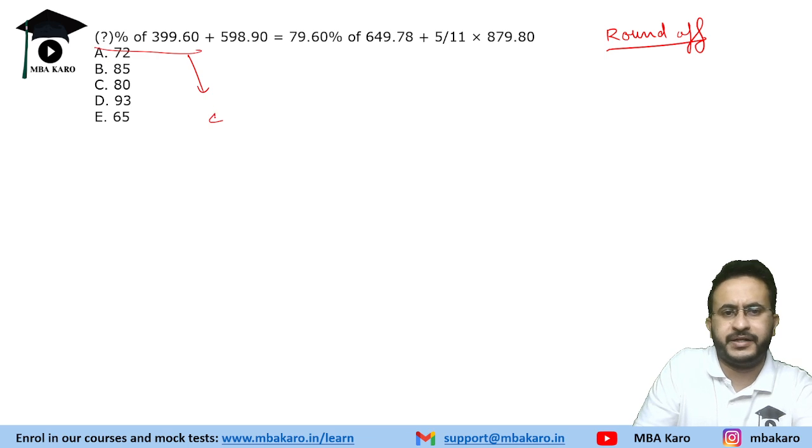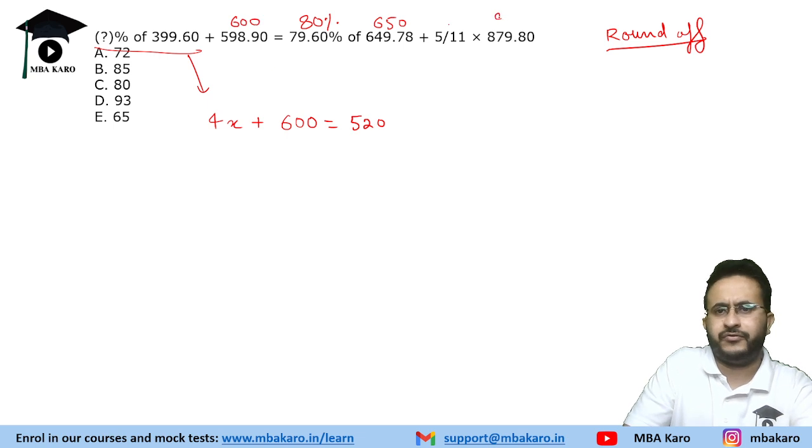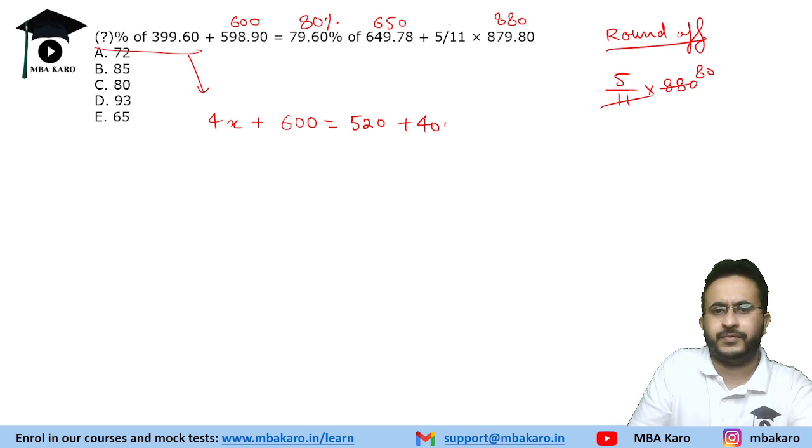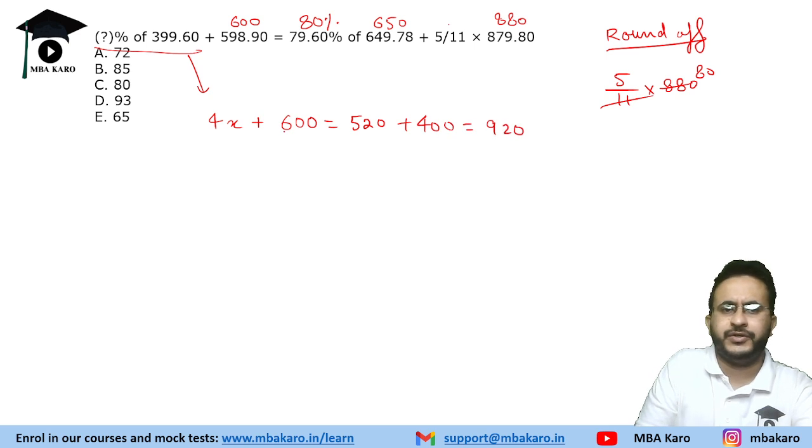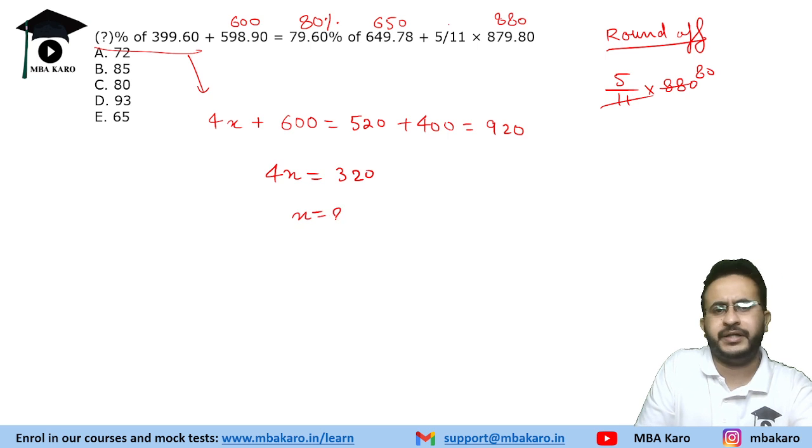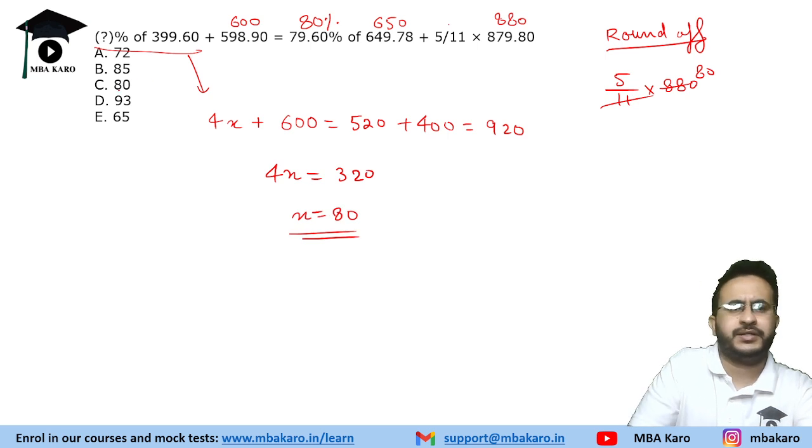This part we can write as 4x plus, this is 600. This is roughly 80% of 650, so that will be 520, right? This will be 5 by 11 of 880. So 5 by 11 and 880. This is 400, which is 920. So 4x is equal to 320 or x is equal to 80. So the answer is 80.